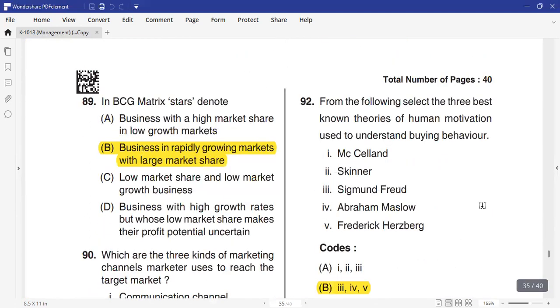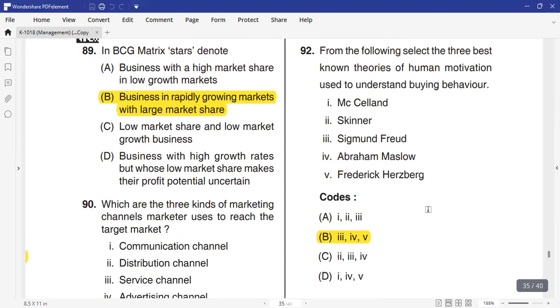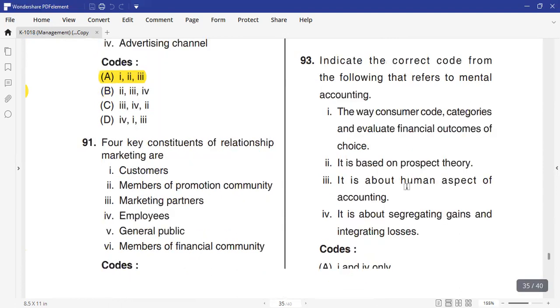Next we go to the 92nd question. From the following, select the 3 best known theories of human motivation used to understand the buying behavior. So the correct option is B. So Sigmund Freud. The 4th one is Abraham Maslow. The 5th one is Frederick Herzberg.